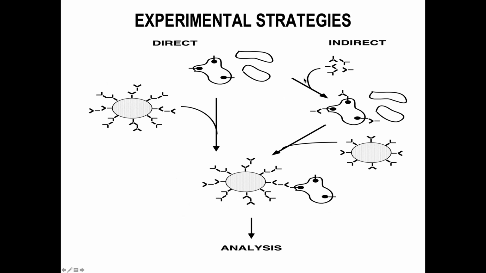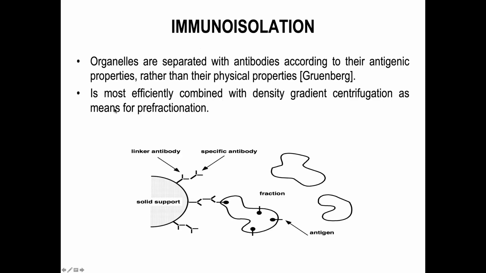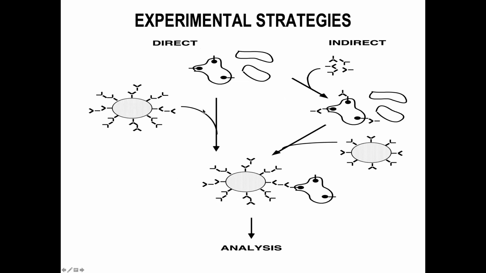And this technology you can use in different ways. It can be applied directly or indirectly. Directly means you have this little solid support with the linker antibody and the specific antibody, pre-formed already, and you add it to your complex organelle mixture that has been pre-fractionated, and you want to separate out a subfraction of these organelles. You immobilize these organelles via the antigen, you pull them out, and you bring them to your subsequent analysis.